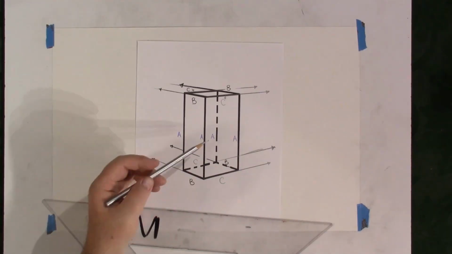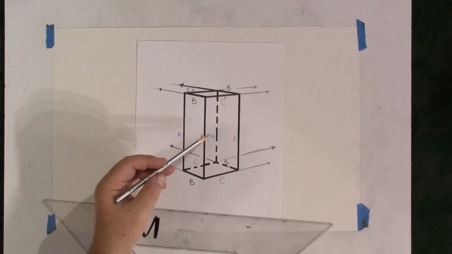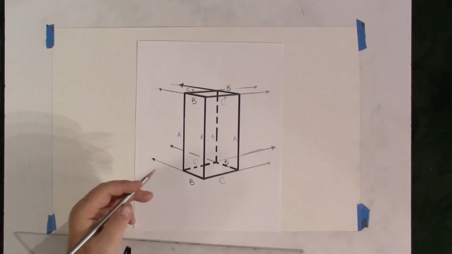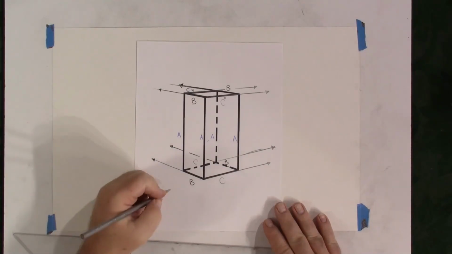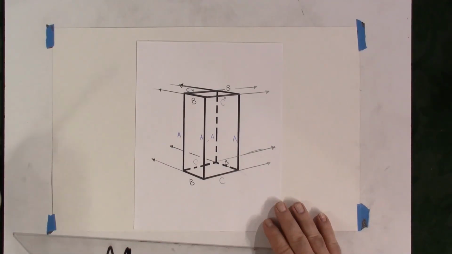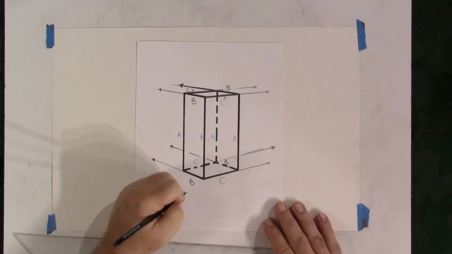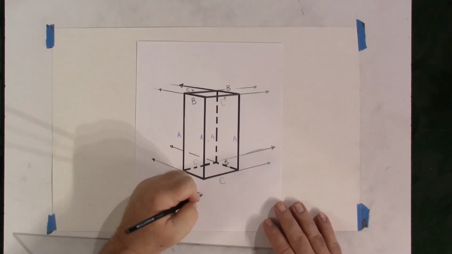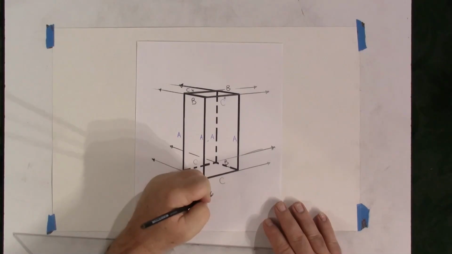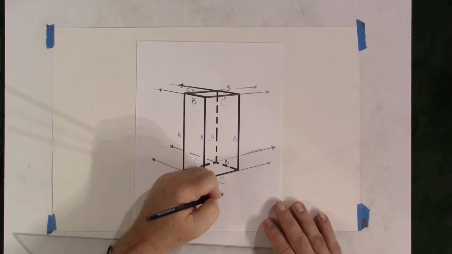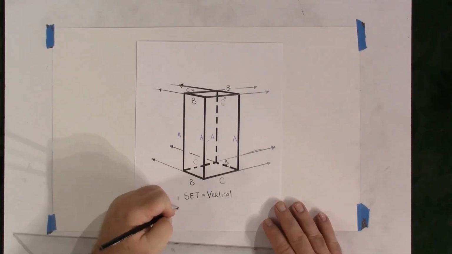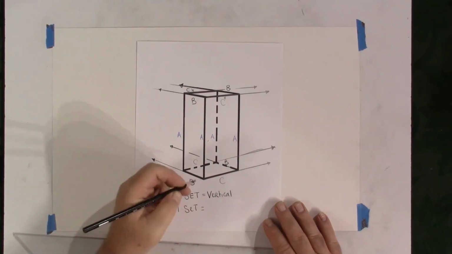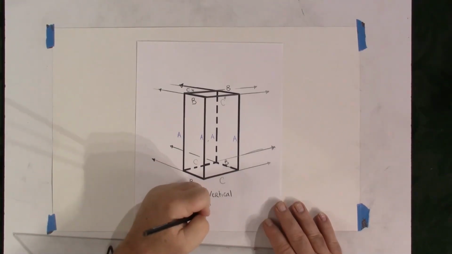Remember, whenever we are drawing in two-point perspective, we are going to have one set of lines that are verticals. Then we have one set of lines that go left.